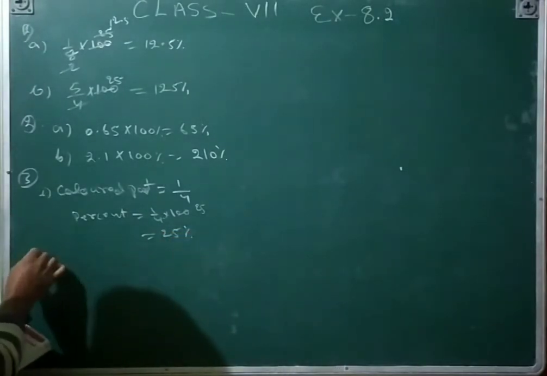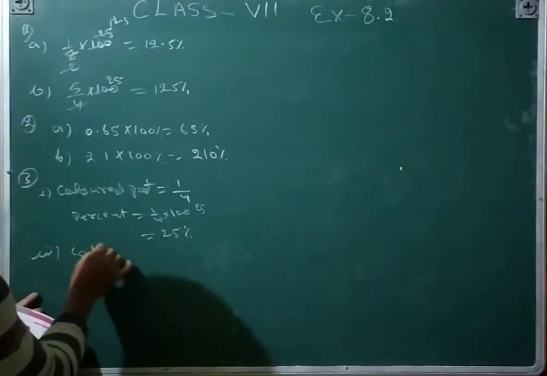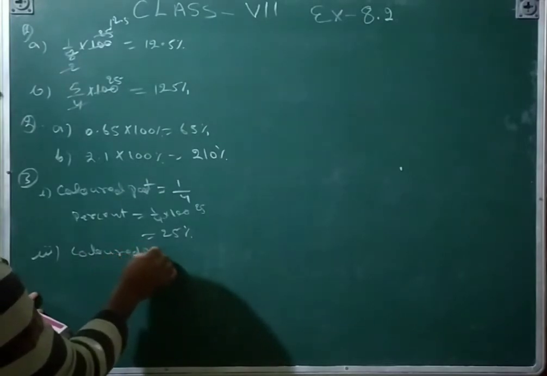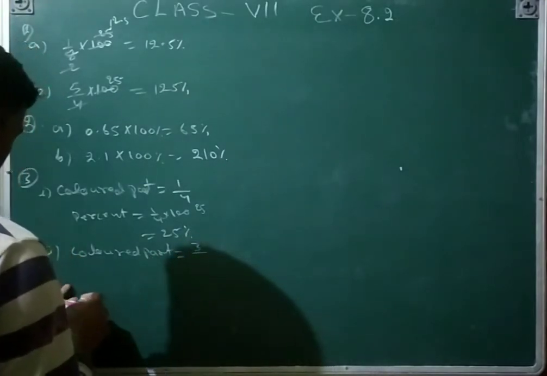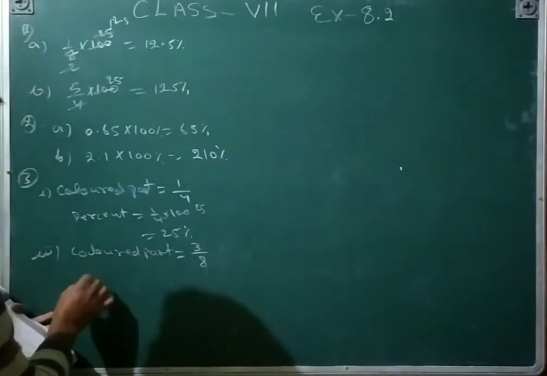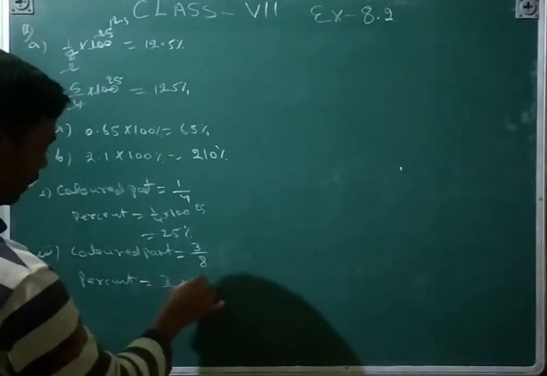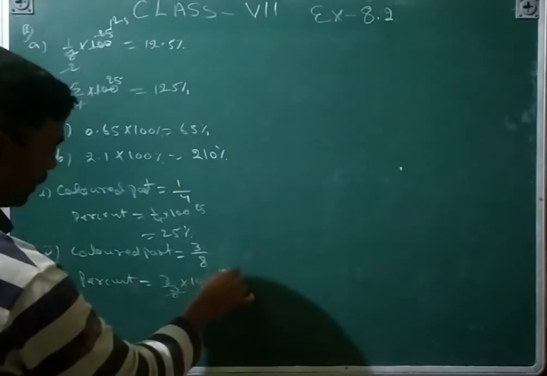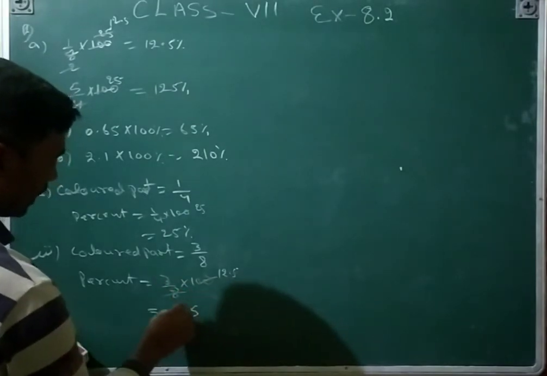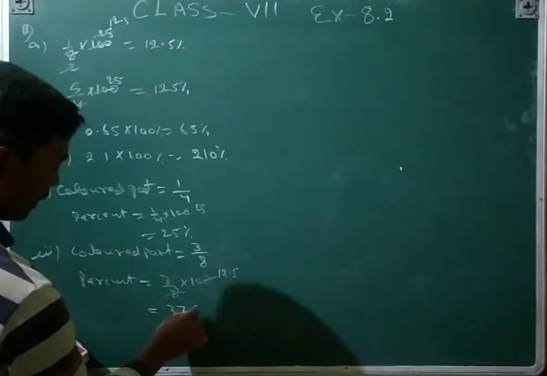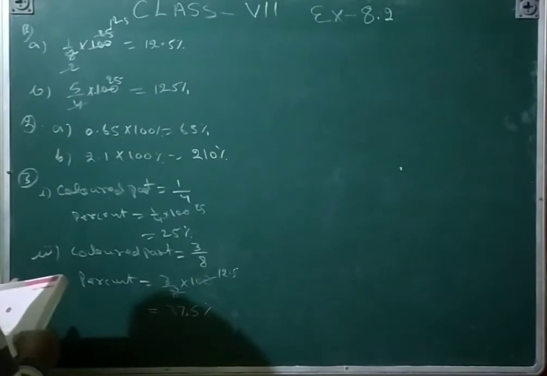And then third part, see that second part you can do. Colored part is equal to 3, and then total part is 8, and percent is equal to 3 upon 8 into 100. By the cancel, that will be 12.5, and then 3 5s are 15, and then 3 2s are 6, 1 is 7, 3 1s are 3, so 37.5%. And then the fourth question.